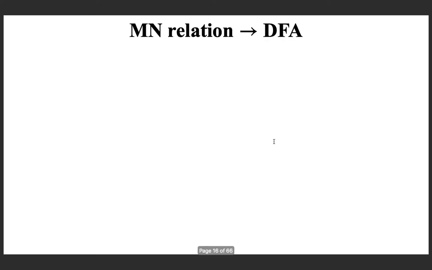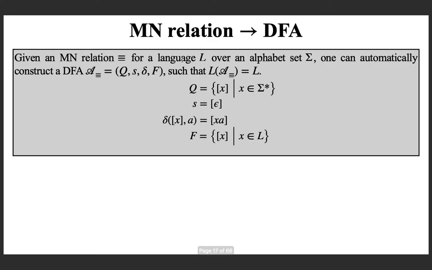Now we can make it more formal. This is what we have seen. Given an MN relation for a language, you can construct a DFA induced by this MN relation defined as follows. The state set is the set of all equivalence classes of the MN relation, and the start state is the equivalence class corresponding to the null string, and this is how transitions are defined, and this is the final set of states: the set of all equivalence classes for which the representative element is in the language.